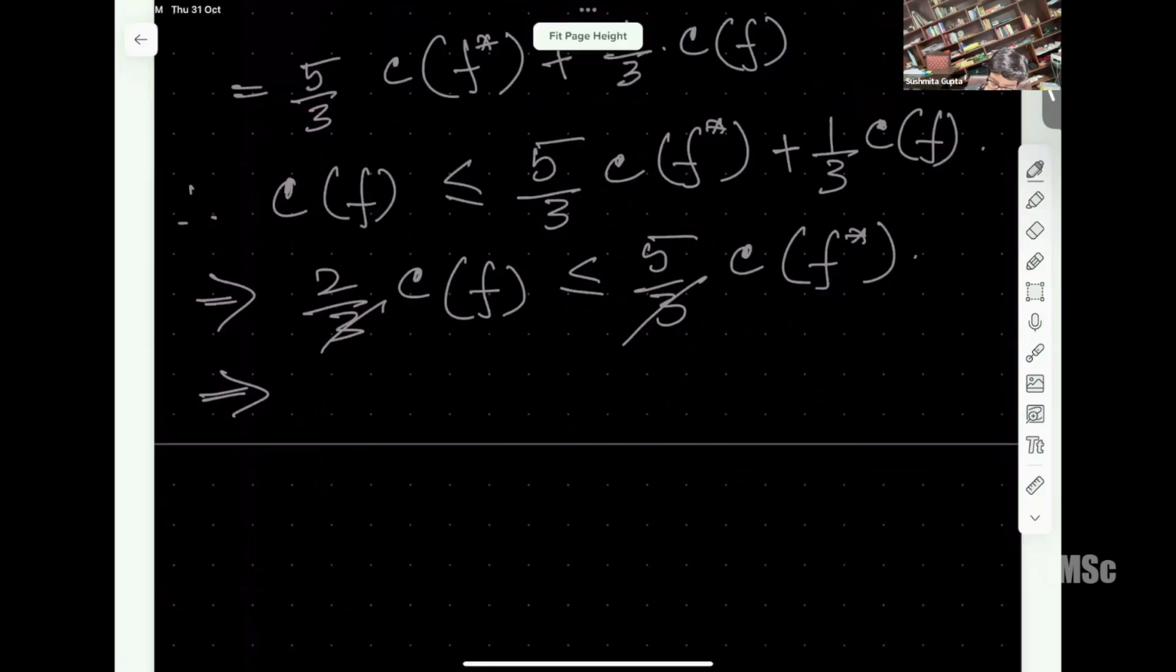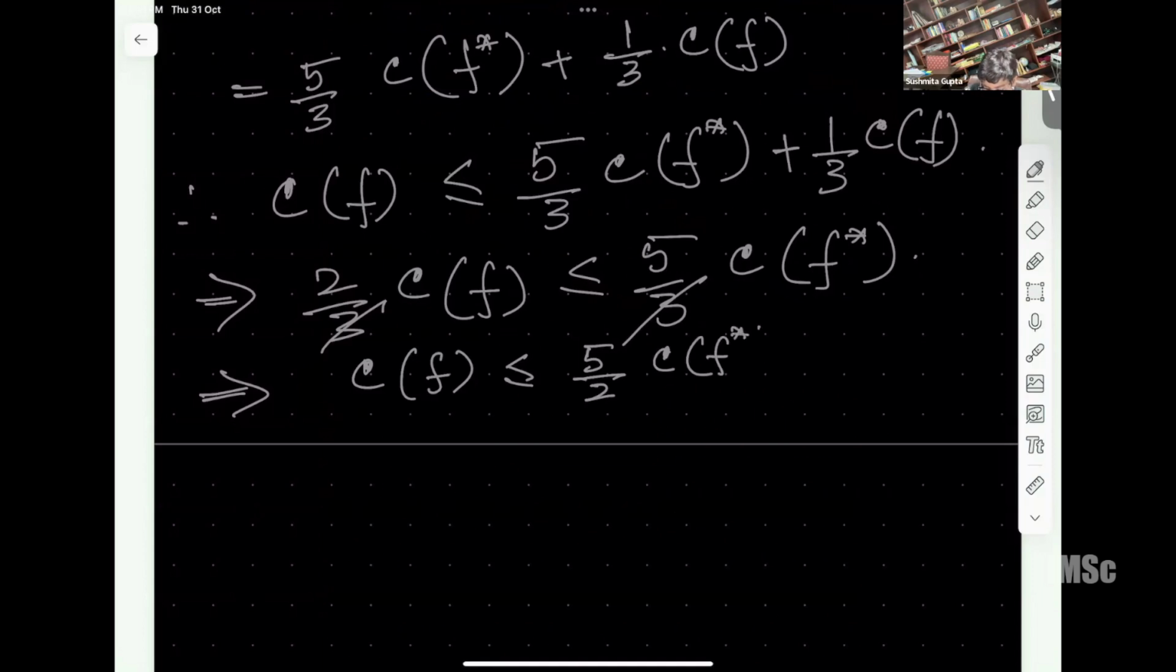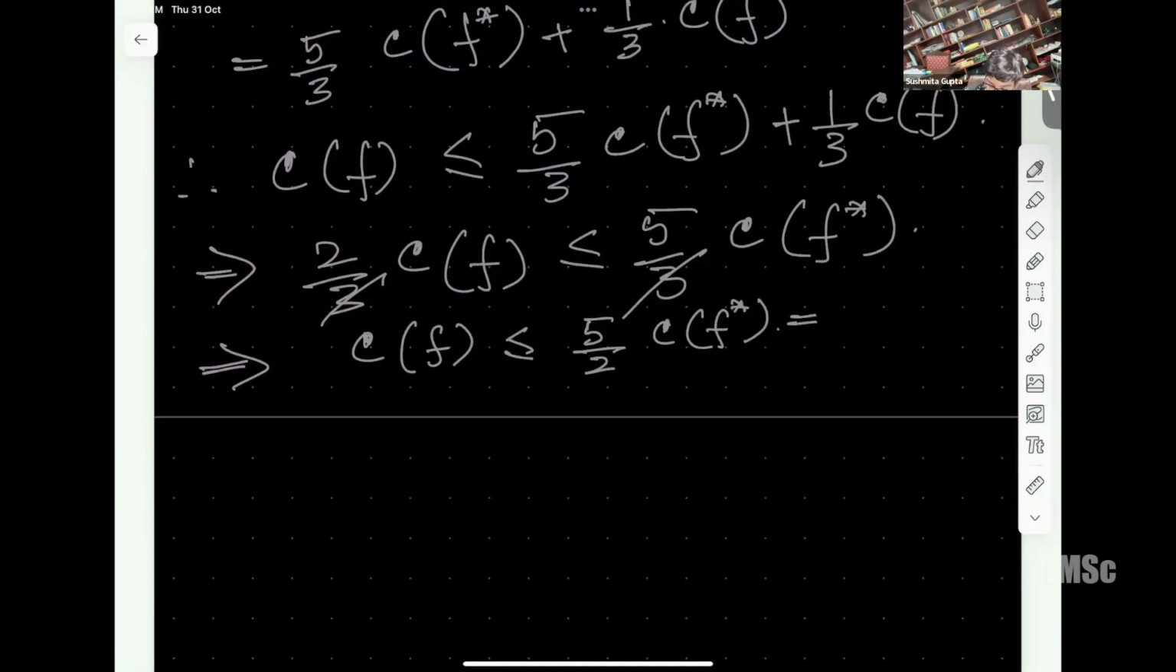And voila, we have our bound that the cost of an equilibrium flow can be at most 5/2 the cost of F star, which means that POA can be at most 5/2, right? Okay, so QED.